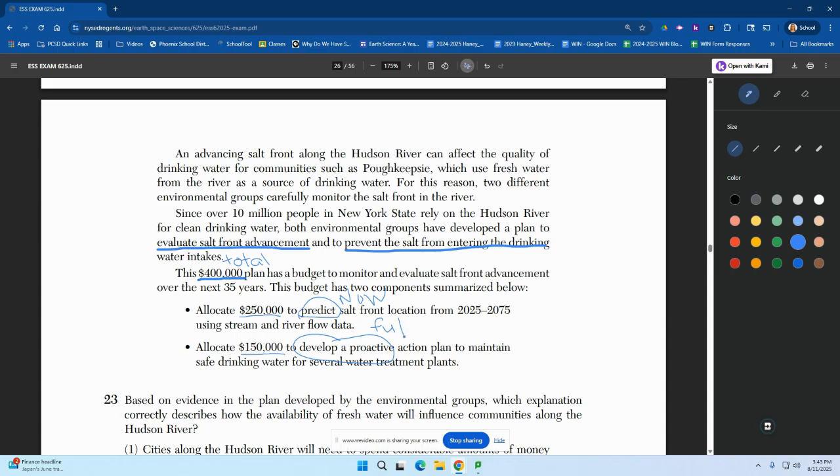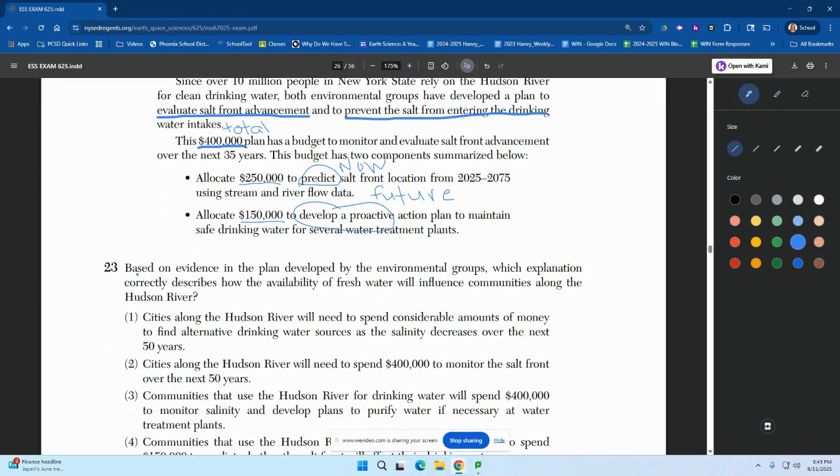Okay, so I'm going to give more money right now to just collect data, and then I'm going to give money set aside for preventing, or come up with a plan of how can I keep this from happening more, or what can we do if this was to advance? How could I treat it? So it says, based on the evidence in the plan developed by the environmental groups, which explanation correctly describes how the availability of fresh water will influence communities along the Hudson River?